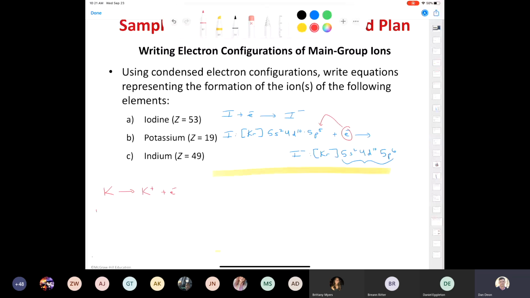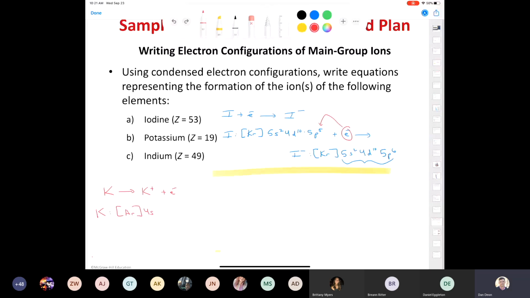And so let's write out the electron configuration of potassium, which is argon, and then 4s1, and then it's going to become... Did I put 4s2 when it's 4s1? Jeepers.